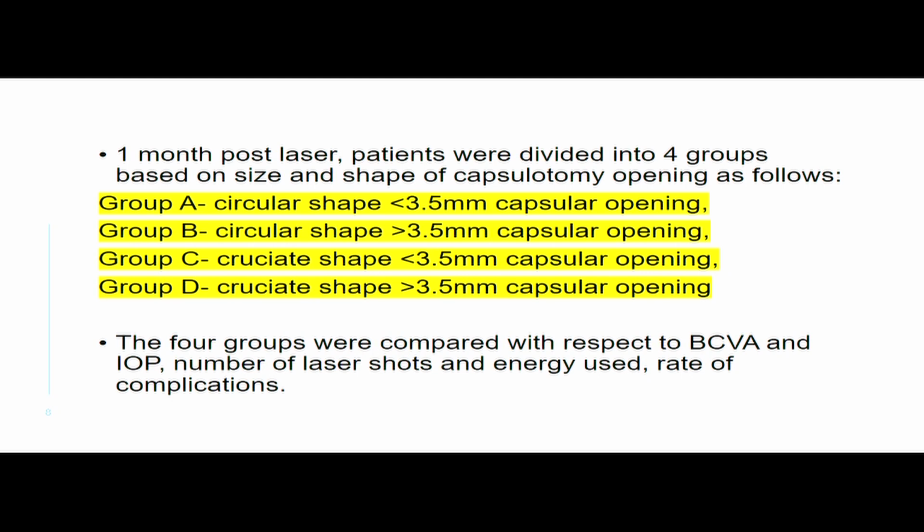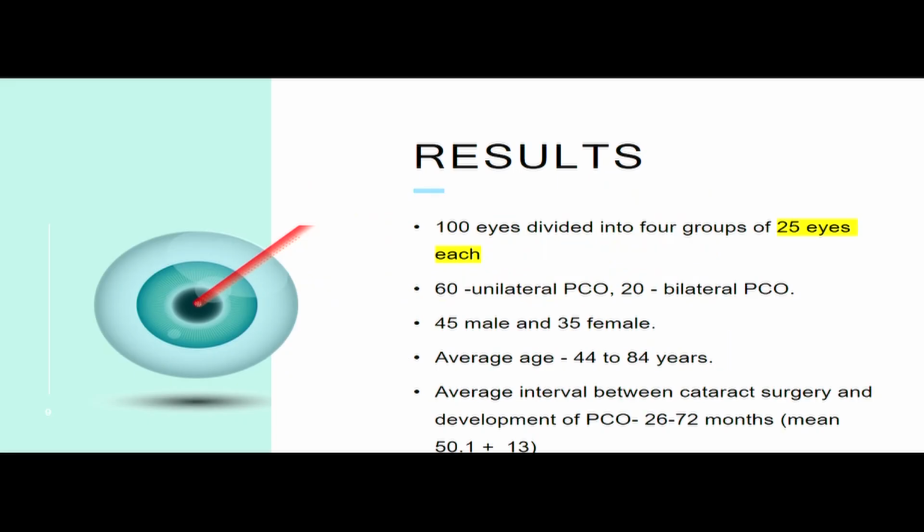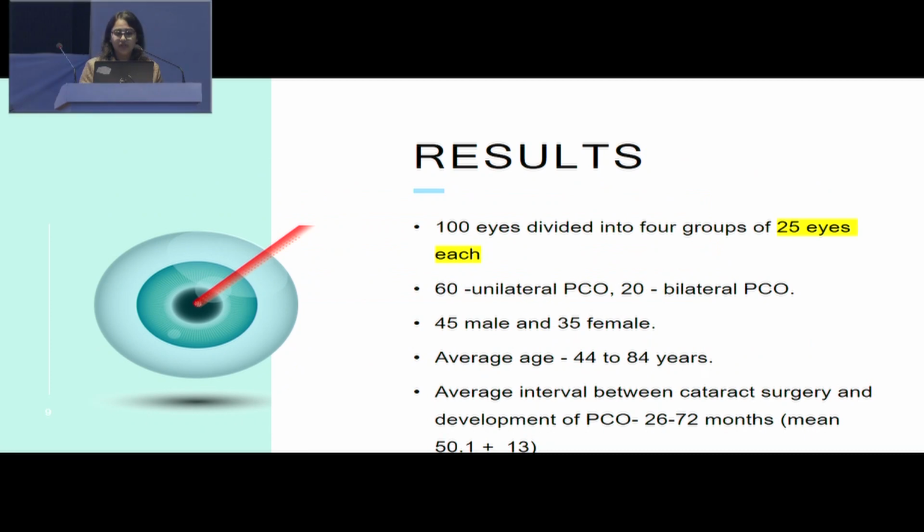The 4 groups were compared with respect to best corrected visual acuity, IOP, number of laser shots, energy used, and the rate of complications. 100 eyes were divided into 4 groups of 25 eyes each. 60 patients had unilateral PCO and 20 had bilateral. 45 were males and 35 were females. Age ranged from 44 to 84 years, and the interval between cataract surgery and development of PCO was around 26 to 72 months.